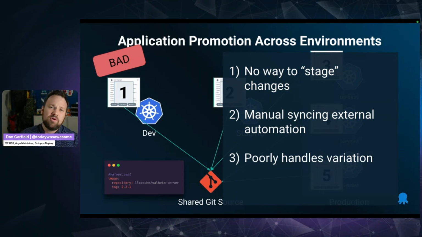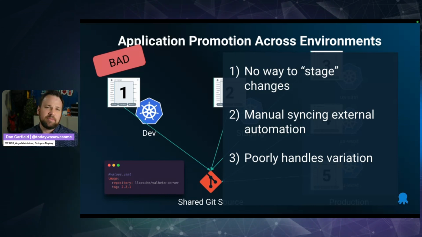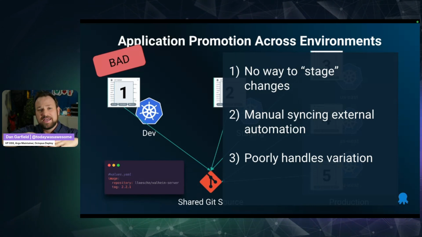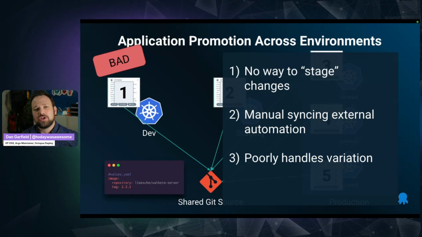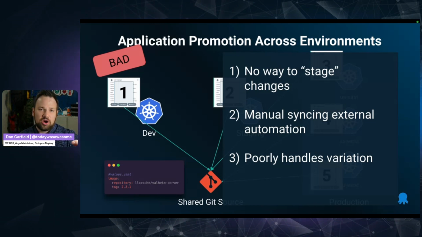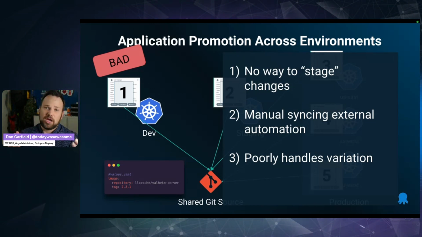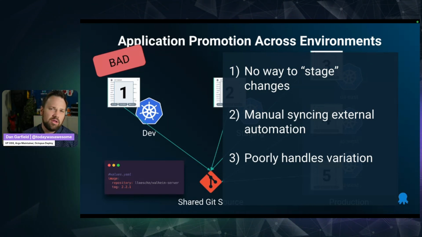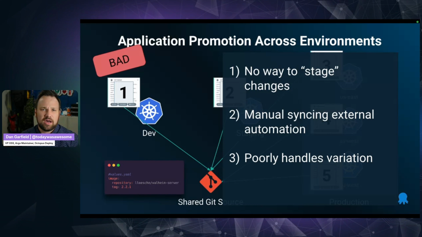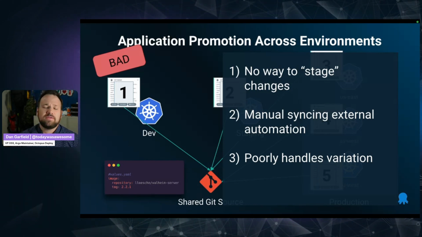One of the ways that people have handled this is number 2, doing manual syncing with external automation. For example, they might disable auto sync in all of these applications, and then use a CI process to turn on syncing manually for each environment, and then build logic around that. It's not a great model because it doesn't handle variation very well. What kind of variation are we talking about? Well, for example, we might have differences in these environments of things that should be handled.